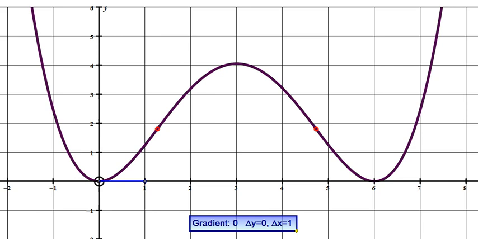Now consider this quartic curve. The gradient at the origin is 0. As we move along the curve, we see that the gradient is increasing.